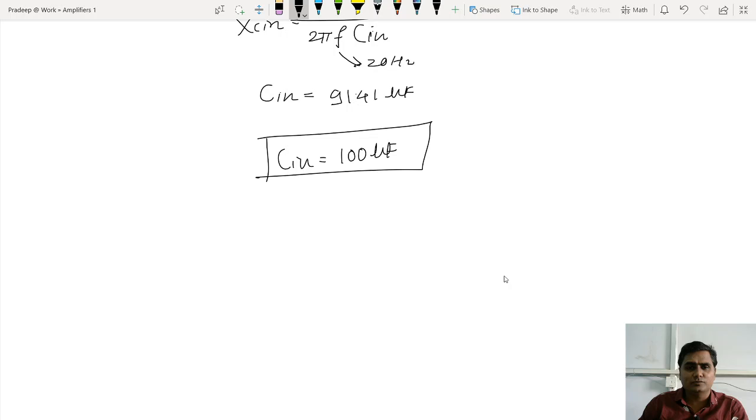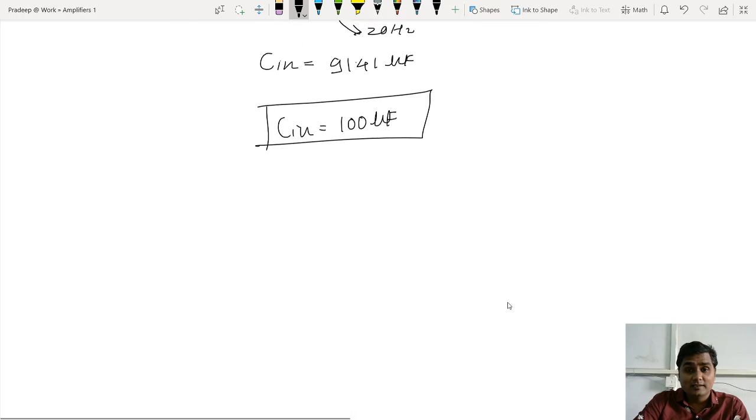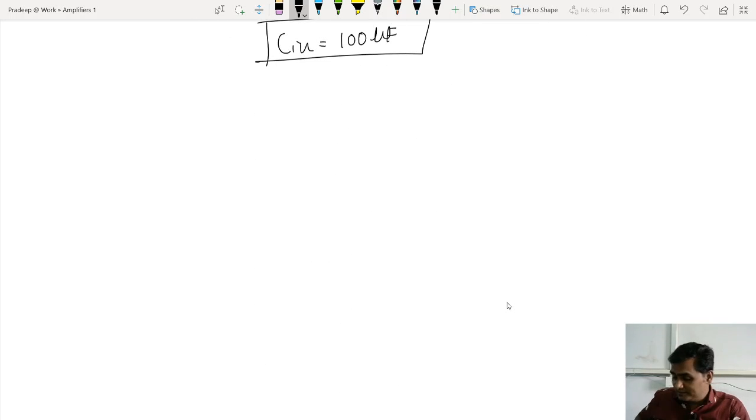See, if you calculate R in by this value, then also it is okay. I told you that the value doesn't matter, the proportion matters in designing. So that's why the value of C in and C out. Okay, C out calculation is still pending. Let me finish it in 2 minutes.